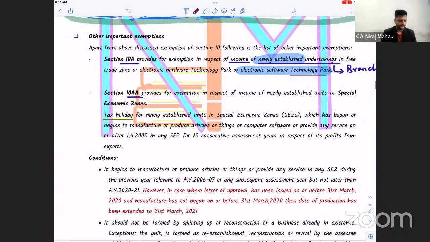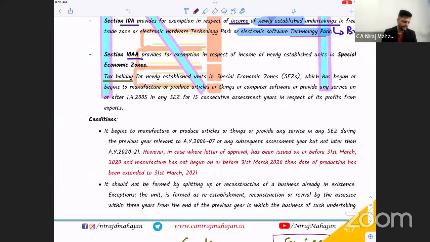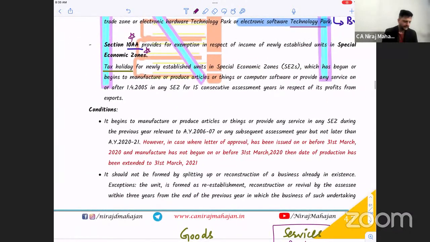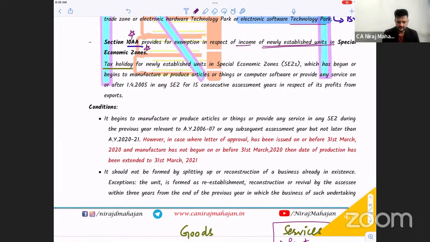That was 10A. But what is important for us right now is 10AA. Ready? 10AA provides for exemption in respect of income of newly established units. That means a new branch, new factory, new place in an SEZ, special economic zone. You might have heard of this. Lots and lots of SEZs are there, maybe hundreds in one state only.